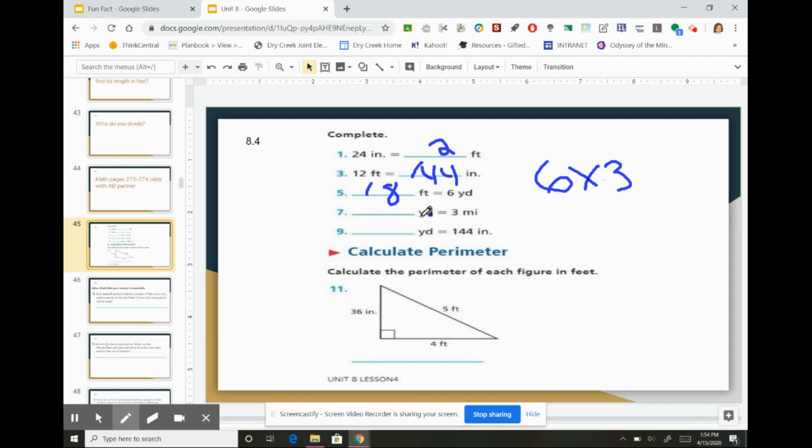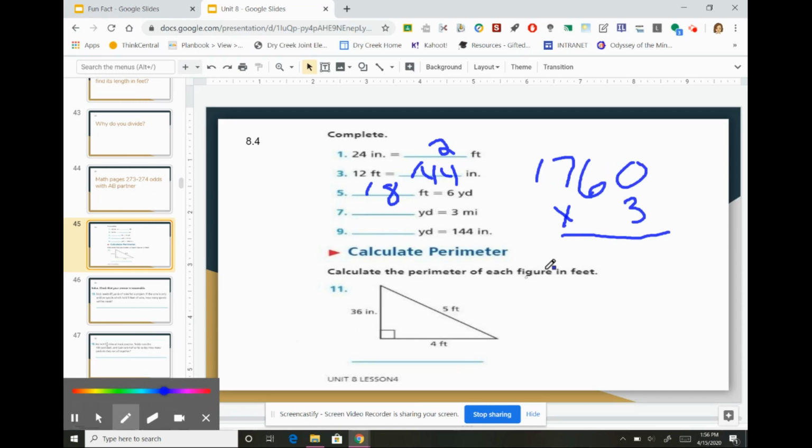Larger to smaller, multiply. So go ahead and see how many yards are in a mile and then multiply, and then come back to check your answer. So I see that there is 1,760 yards in 1 mile. So then I've got to multiply 1,760 times 3. If you haven't done that, go ahead and do that. Pause the video and then we'll get to the answer.